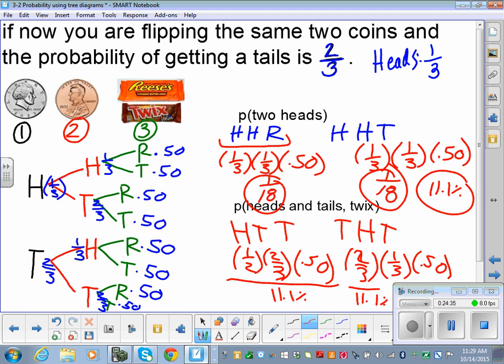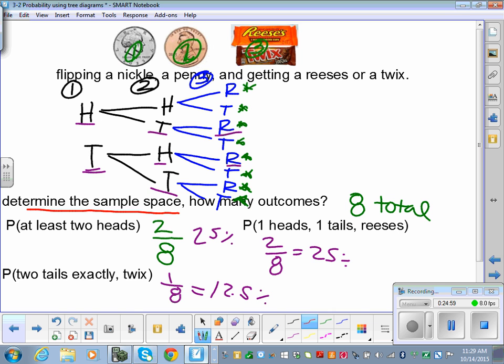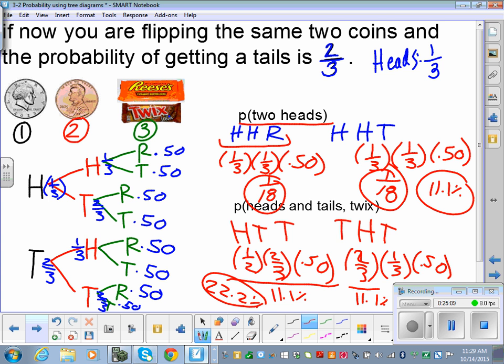So how would I find the total percent? Add them together. So you're going to get a 22.2% chance of landing on a heads, a tails, and a Twix. More likely, right? Do you see how these probabilities, even though we were doing the exact same thing, 2 heads, the probability of getting 2 heads was 11.1%. On the problem without it being weighted, the probability of getting 2 heads was 25%. Do you see how the weighted probability changes your answer significantly? Okay. All right, so now you're going to finish the worksheet. Ready, set, go.